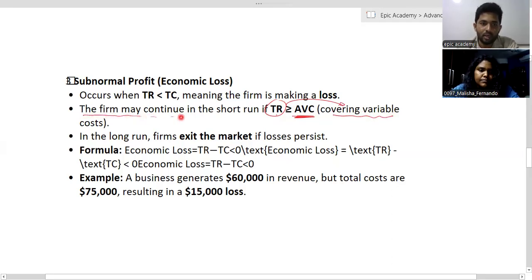Look at that one. The firm may continue in the short run if total revenue is enough to cover the total variable cost, or more than the average variable cost. This is the shutdown point. Okay. In the long run, a firm exits the market if losses persist. Again and again in the long run, you are getting losses, so don't try to continue the production. Exit from the production. Shut down the production process. You can survive. Otherwise, you are losing many things.